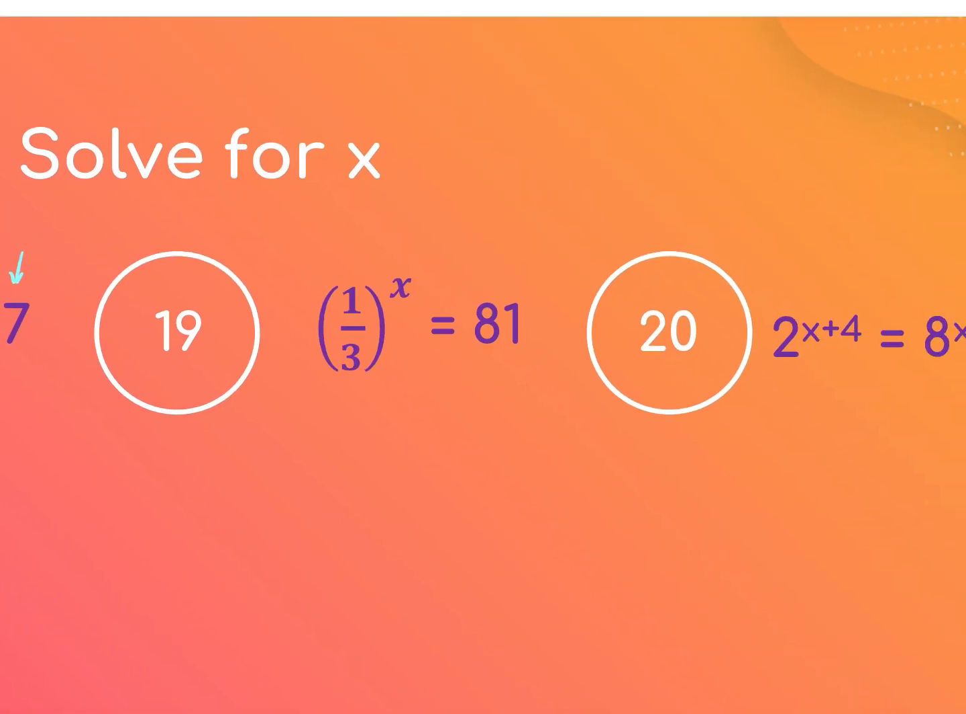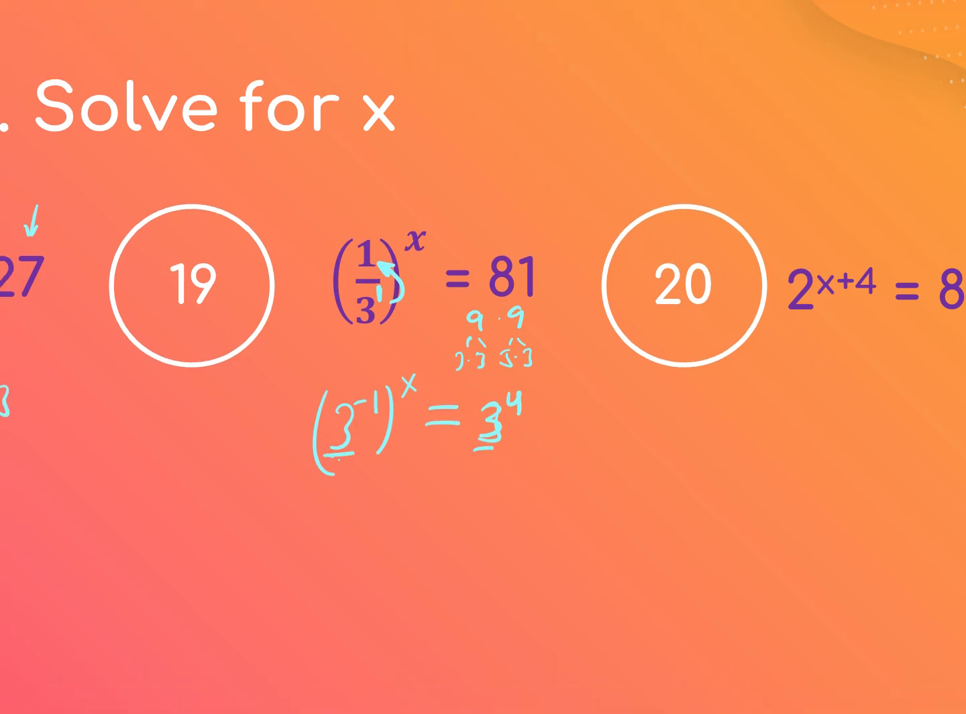All right, I see a 1/3. I want to bring it to the top just by moving it. Right, it has an exponent of 1, so this is going to become 3 to the negative 1 to the power of x. And then 81, we know that that can be written as 9 times 9. And then you can split up 9 times 9 to be 3 times 3 and 3 times 3, right? So 81 is the same as 3 to the power of 4. All right, so now we have two bases of 3's.